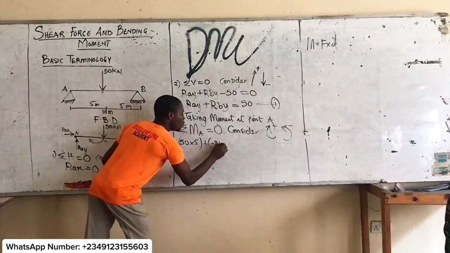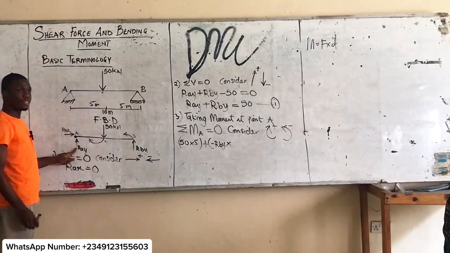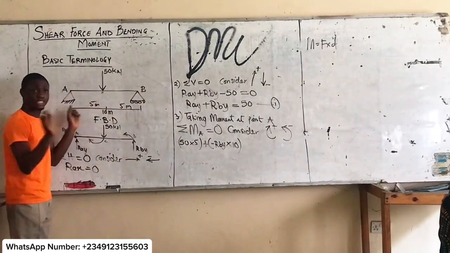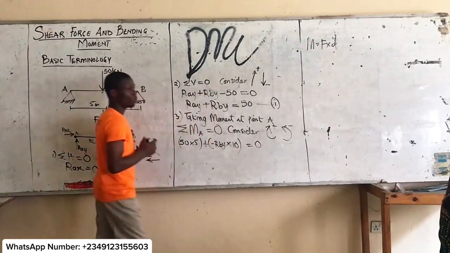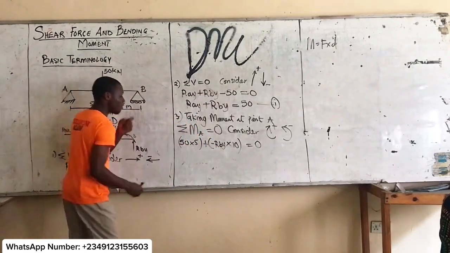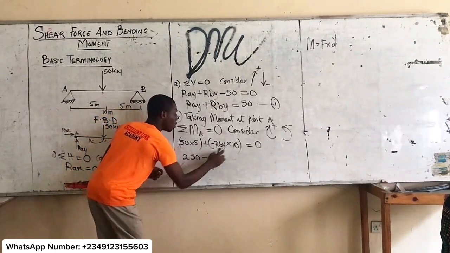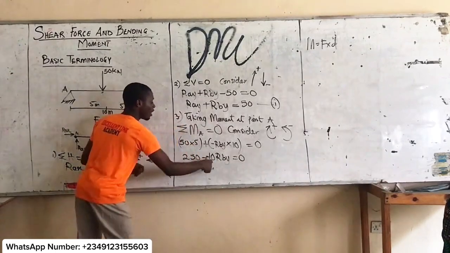Minus what? RVY, times what? From here to here is what? 10. That becomes 10. Aside these two, is there another force there again? No. Equal to what? Equal to 0. What's next? Multiply the whole out there. 250, plus what is what? Minus 10 RVY equal to what? 0.